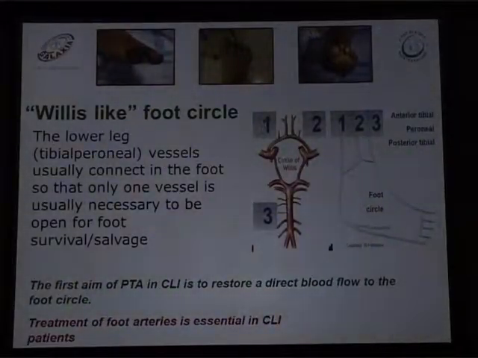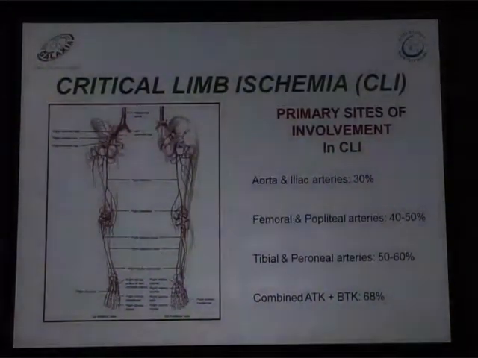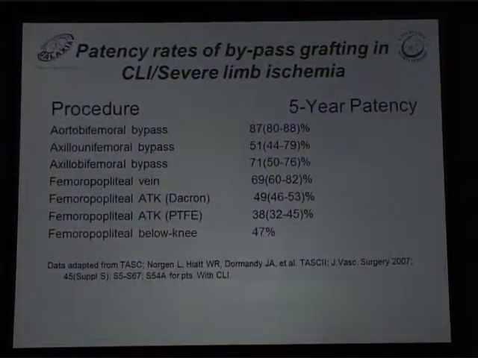The first aim of angioplasty in CLI is to restore direct flow to the foot circle. You see the primary sites of involvement in CLI: aorto-iliac arteries 30%, femoropopliteal 40-50%, tibial-peroneal arteries 50-60%, and combined above-the-knee and below-the-knee arteries in 68% of cases. The patency rate of bypass grafting in critical limb ischemia, you see, at 5 years for femoral popliteal below the knee is only 47%.